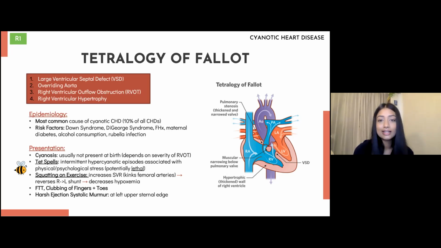I think in reality, it's quite rare to see a baby present at this stage in Australia, because in most developed countries, we screen for tetralogy antenatally, or it's usually picked up quite early in life. But unfortunately, it could be missed and they can present with TET spells and the squatting and exercise. So it's important to know how to pick it up, as it is quite life-threatening. And the murmur heard is a harsh ejection systolic murmur, which does make sense as there is subpulmonary stenosis, and we know that pulmonary stenosis presents with an ejection systolic murmur.